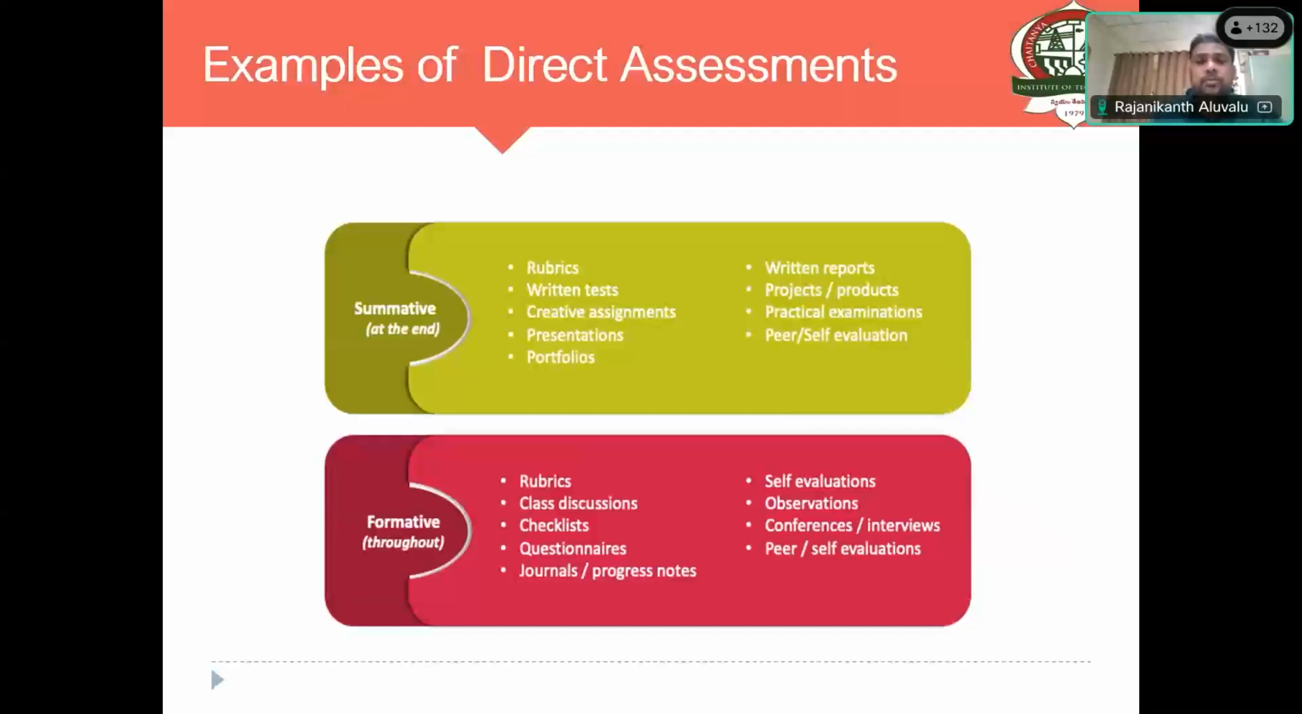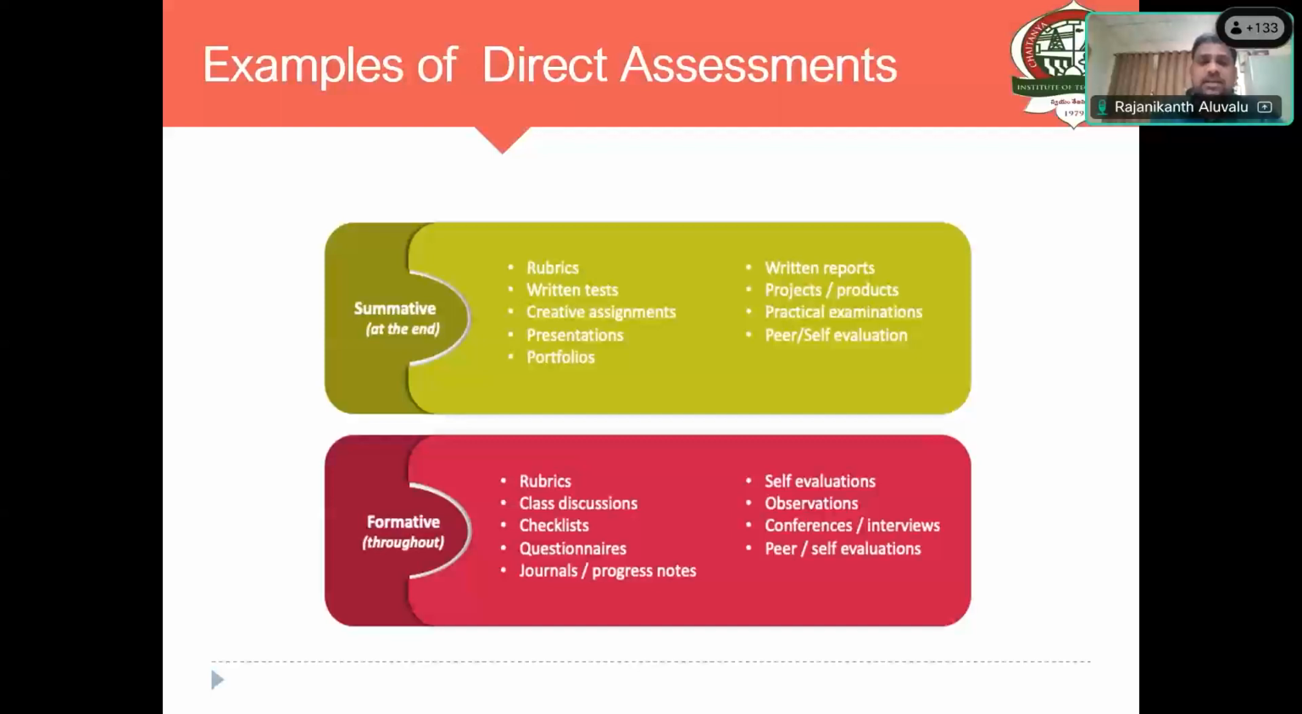So here, both the slides show rubrics. I'm going to talk about the rubrics, how rubrics are going to help us in further evaluating the assessments, right? Mostly the summative tests are nothing but the written tests. There will be some creative assignments, presentations, creating some portfolios like project portfolios, written reports, or coming up with project prototypes, or some practical examination, or a peer self-evaluation. This is what the summative tests are, and they always happen at the end.